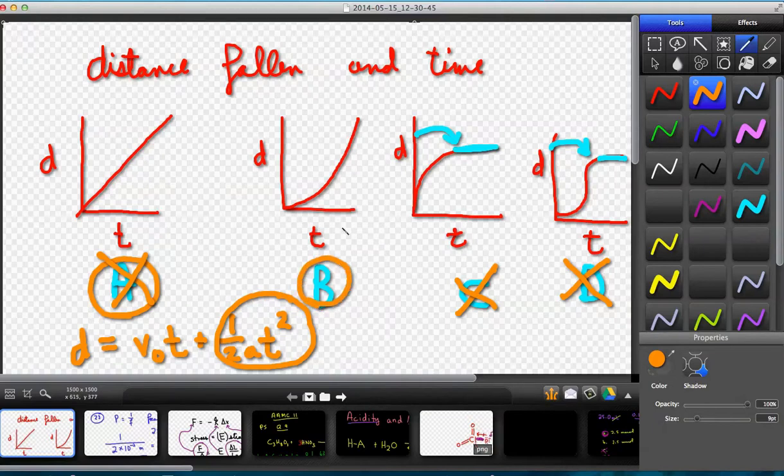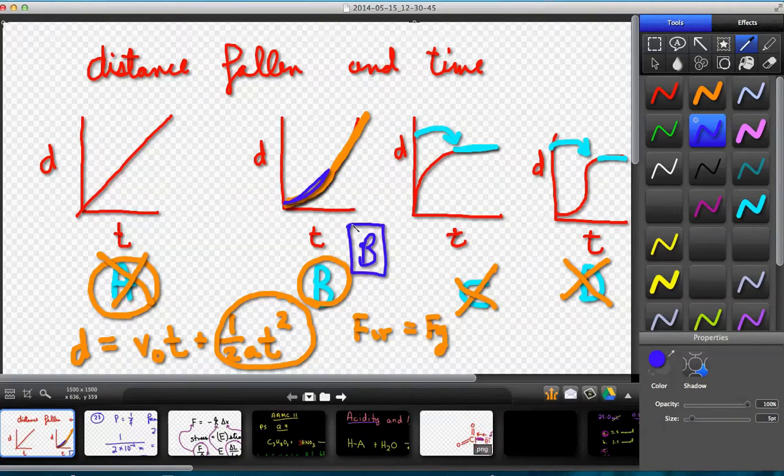B makes the most sense. In the beginning it's quadratic, but once the force of air resistance is equal to the force of gravity and you reach your terminal velocity, now your distance changes linearly. So it has a line component and it has a quadratic component. So this is before air resistance balances out gravity, and then in orange is after it balances out gravity. B is the best answer. Conceptually, that's what makes the most sense.